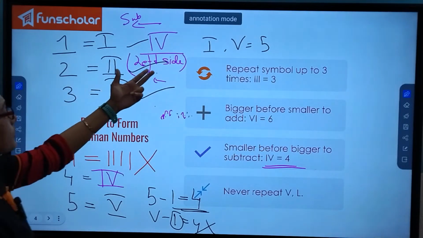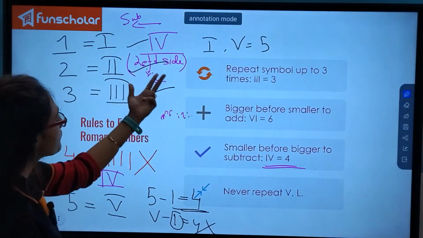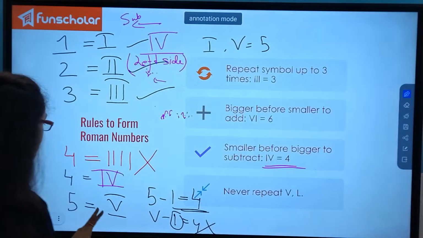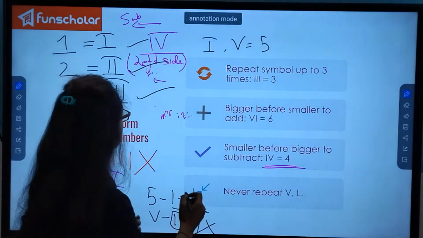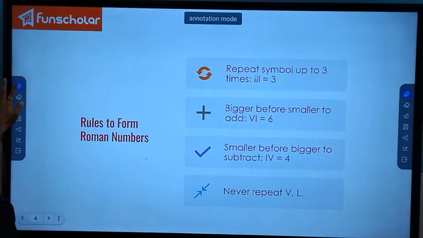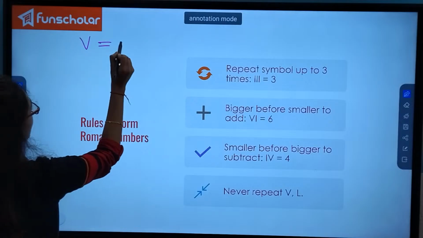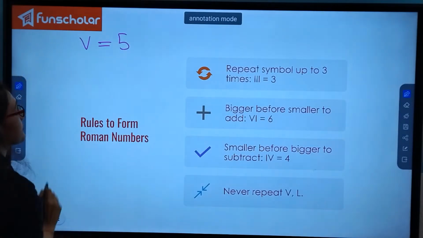We'll put 1 on the left side of the number. Now remains the rule of addition. 5 is done. Let me clear the board. In case of 5, again I am writing, I have written this represents 5.